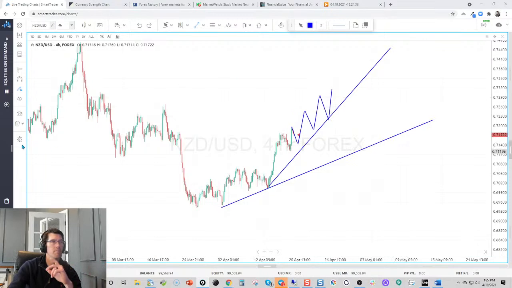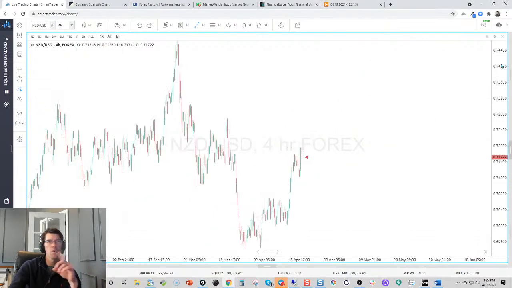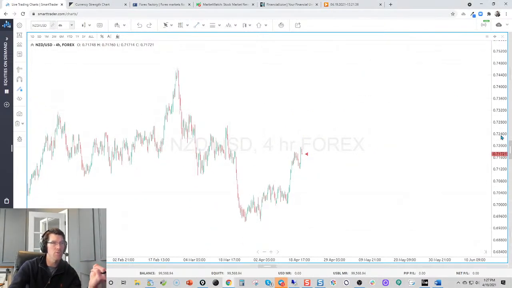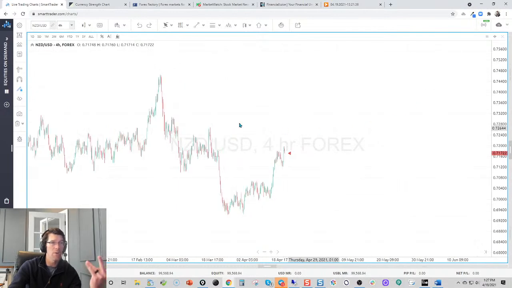Make sense? All right. So dollar CAD, good looking trade. Aussie dollar, good looking trade. New Zealand dollar, good looking trade. Right now, it looks like the dollar weakness is here to stick around a little bit.